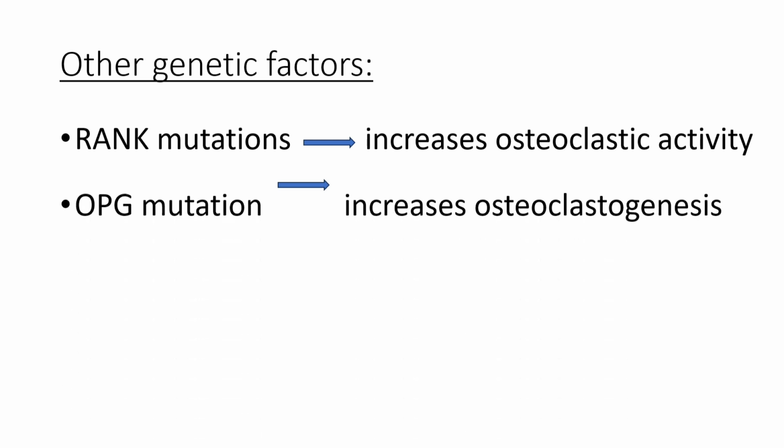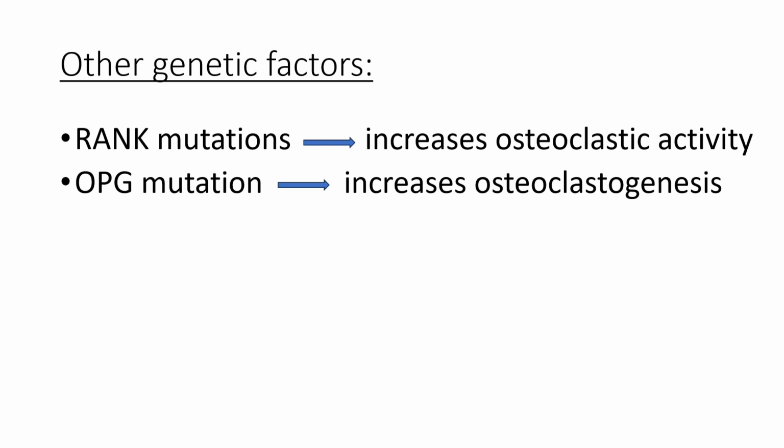The next is the osteoprotegerin mutation, that is OPG gene mutation, which causes an increase in osteoclastogenesis. Osteoclastogenesis is nothing but the production of osteoclasts. When there is increased osteoclast production, what happens? There will be increased resorption of bone, which will lead to Paget's disease.